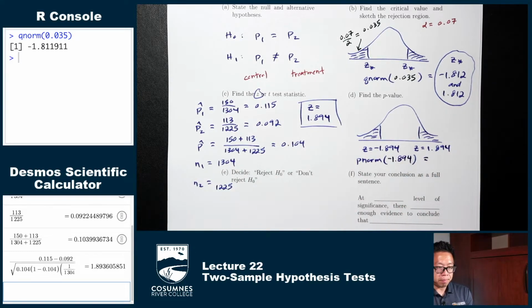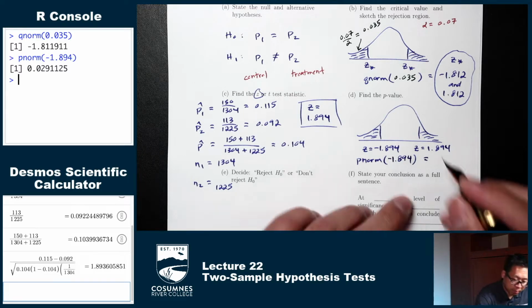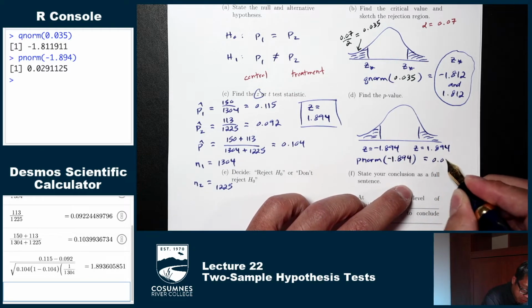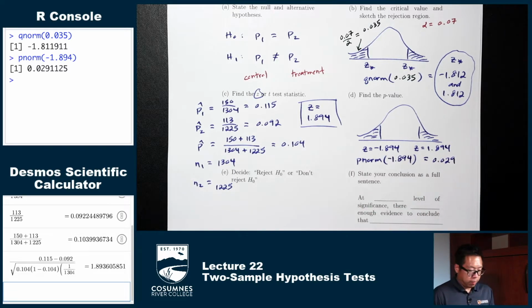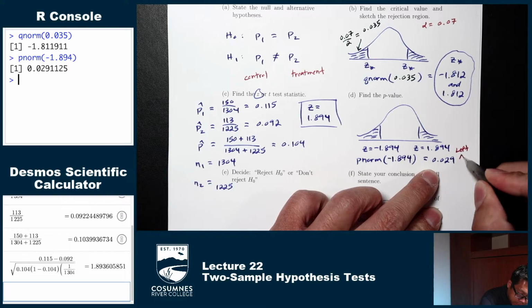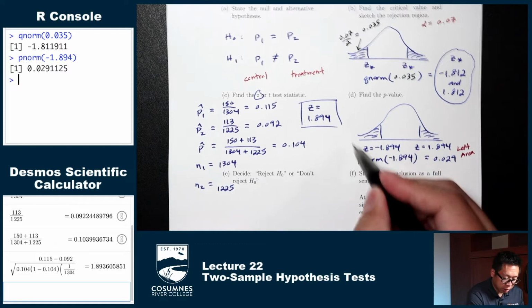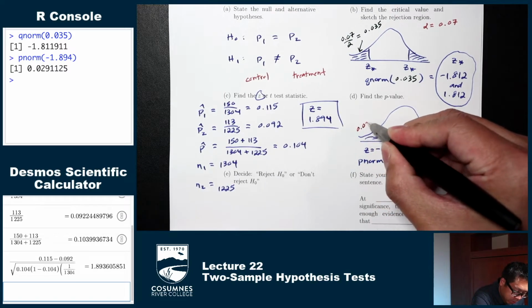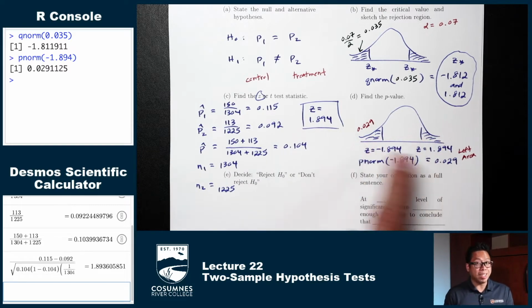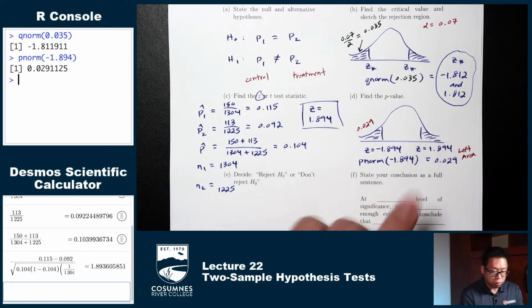Okay, we'll do p norm, negative 1.894. Round to 3 decimal places. This is 0.029. P norm always spits out the left area. So this 0.029 is the left area. So the area to the left of negative 1.894, which is this part here. I want both regions together. The one on the left is 0.029. By symmetry, the one on the right is also 0.029.